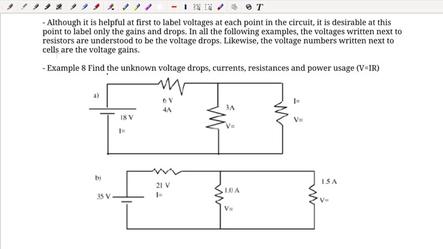So for example, find the unknown voltage drops, currents, resistances and power usages using V equals IR, P equals IV in each of these scenarios. So voltage drops, currents, resistances, power usages are what's asked for. So we're going to find those things at every single resistor, whether they ask us for it or not. Those 4 things we're going to write down. So actually, this is V equals IR for resistance. This should have been P equals IV for power. You can figure that out.